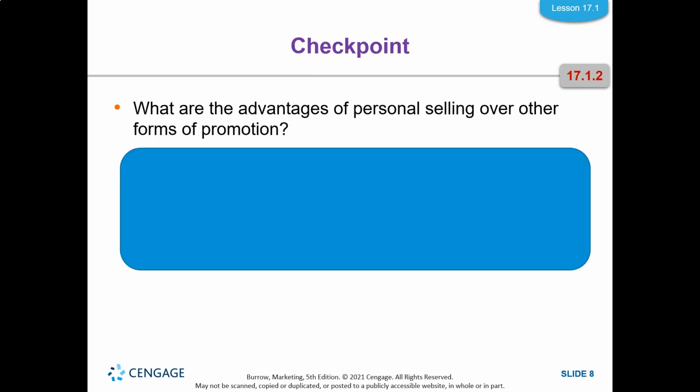So for section 17.1.2, the checkpoint question is this: what are the advantages of personal selling over other forms of promotion? The details on this can be found on pages 471, 472, 473, and 474. I'll pause the video now so that we can go through that.